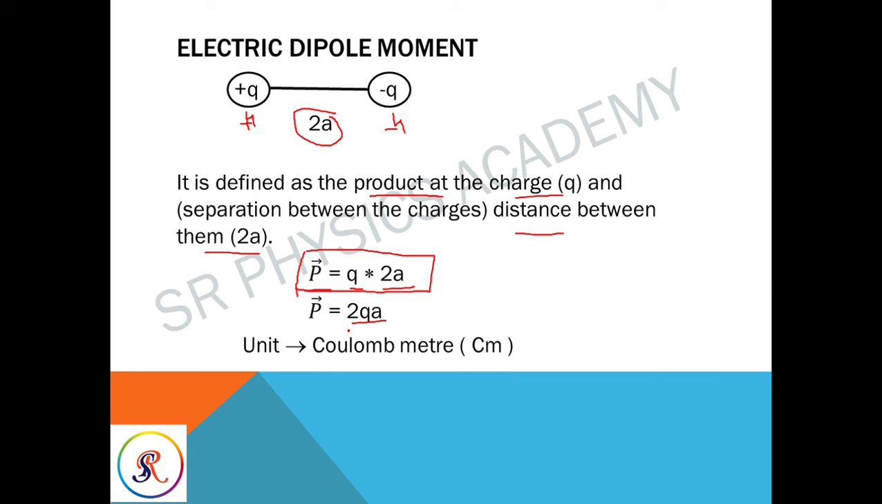Now let's discuss the unit. The unit of dipole moment: charge means coulomb, and distance means meter. So we can say the unit is C m. You have to remember that capital C means coulomb. If you write small cm, that means centimeter. So this is our unit of electric dipole moment.